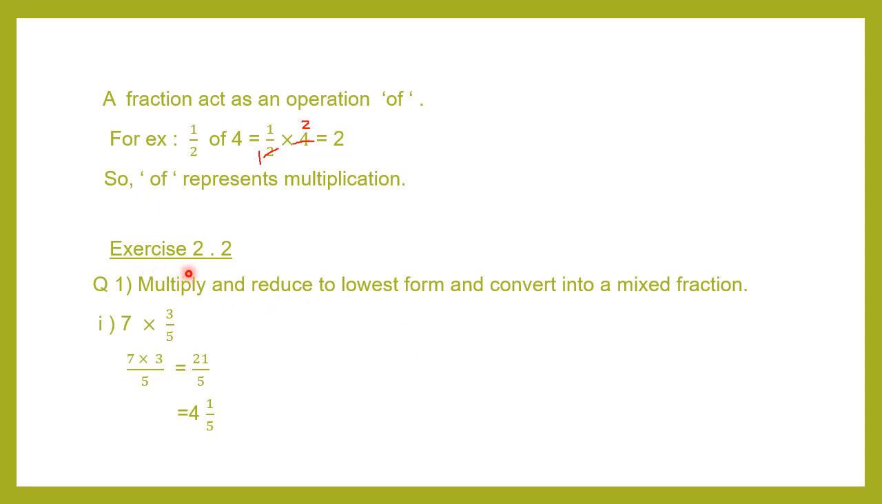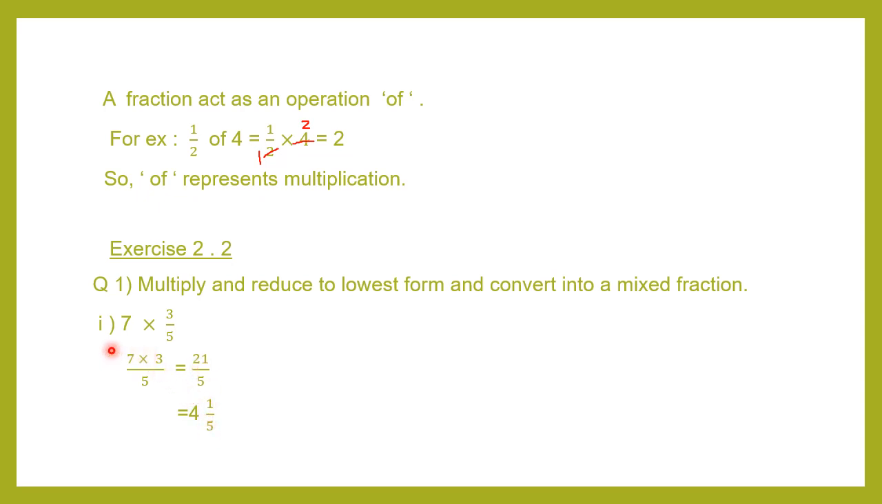Now exercise 2.2, question number 1. Multiply and reduce to lowest form and convert into a mixed fraction. So whenever you get an answer in improper fraction, you have to convert to mixed fraction.